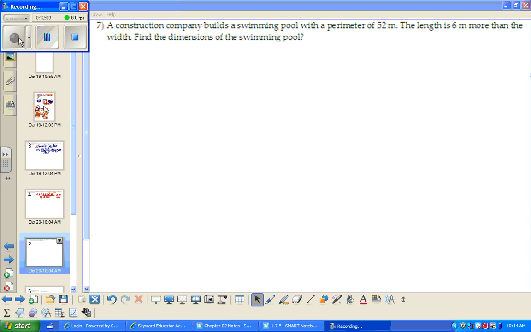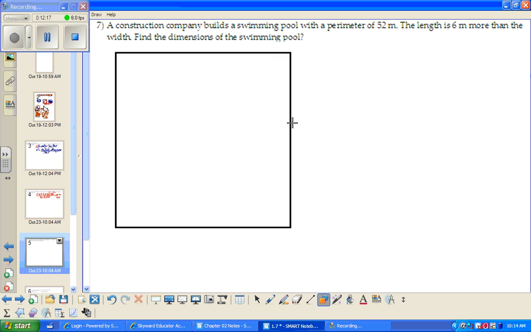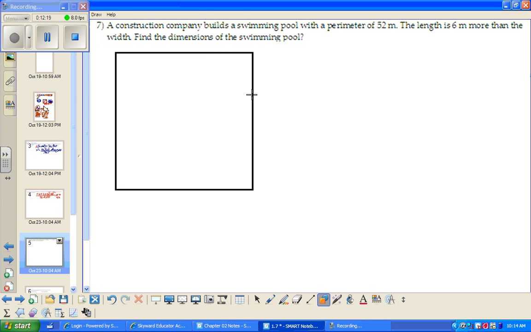The next problem is a construction company builds a swimming pool with a perimeter of 52 meters. The length is 6 meters more than the width. Find the dimensions of the pool. Since we're given length and width, we know we're talking about a rectangle. Just imagine this to be a rectangle instead of a square.